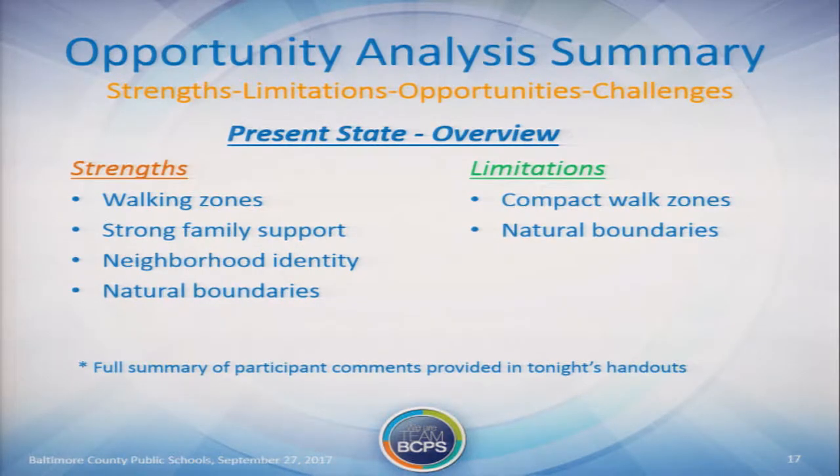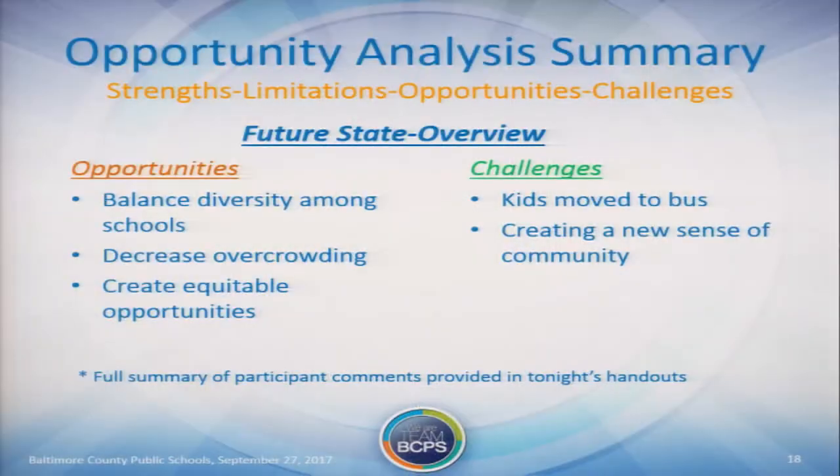There's also another handout in your packet that gives all the detailed information that each group had on the opportunities analysis. For the future state, the opportunities are to balance diversity among schools, which is very important, decrease overcrowding, and create equitable opportunities. Some of the challenges are that kids will be moved from walking zones to buses, and creating a new sense of community with the new planning blocks and the new boundaries.